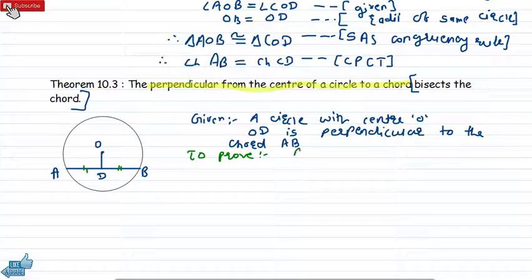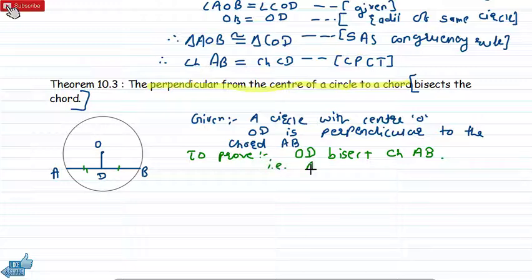We have to show that OD bisects chord AB. That means AD is equals to DB. That you have to prove. So how you can prove?